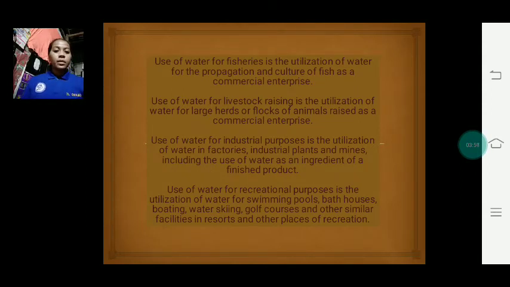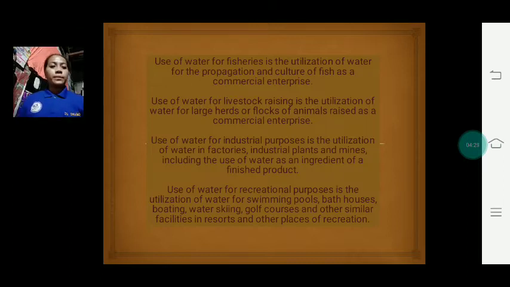So the last one, use of water for recreational purposes is the utilization of water for swimming pools, bath houses, boating, water skiing, golf courses, and other similar facilities in resorts and other places of recreation. So that's Article 10, which covers the purposes of water.